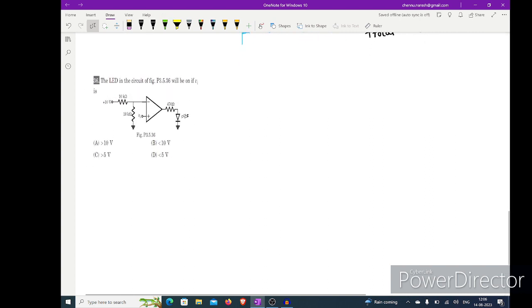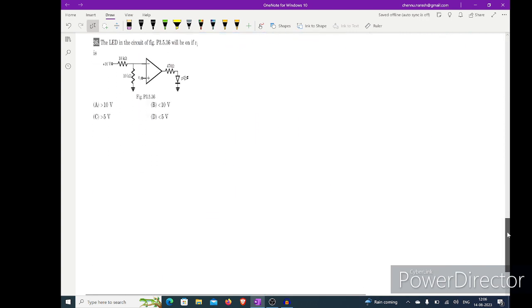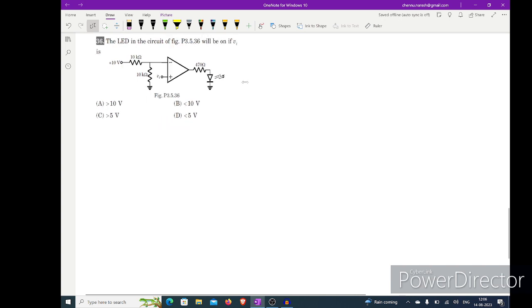Yeah, here also the OPAMP is connected in open loop. So as I told, if the V positive terminal is greater than V negative, we have V positive terminal of the OPAMP. See, the question is: in the circuit, when will the LED glow, and for that, what is the value of Vi? Here is Vi, here is its value, and when can this glow?